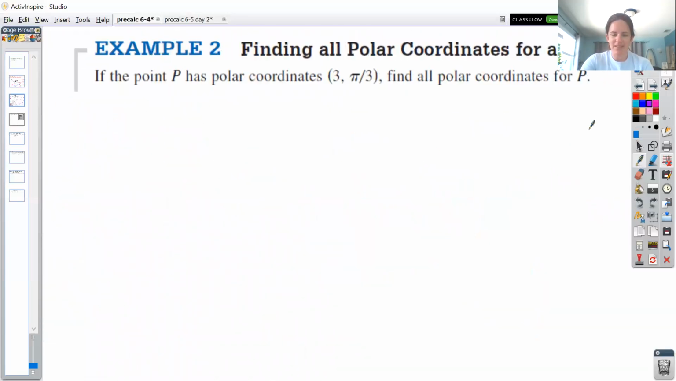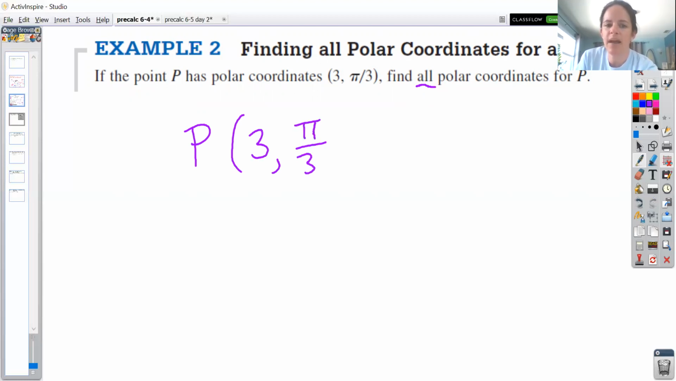So because they are not unique, it turns out that there are infinite coordinates that can be used to represent any one location on the plane if you're using polar coordinates. So it says find all polar coordinates for P. And so we can say, all right, well, what could I do with P if it's 3 and then pi thirds? Well, I could keep the radius the same, and then I could keep the angle the same, but I could add as many full circles as I want to that.